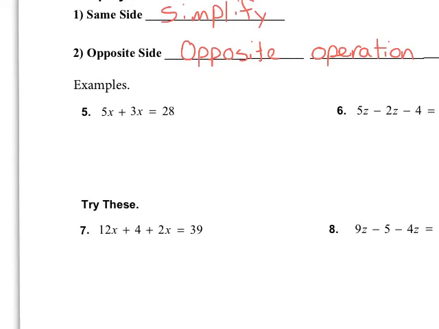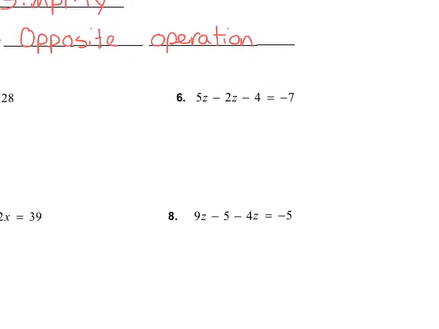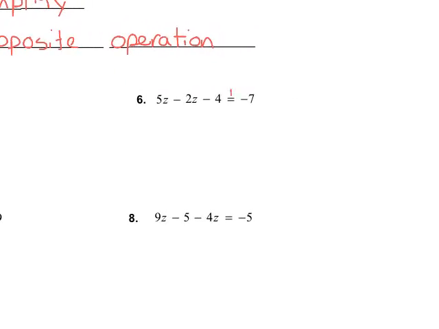So example number 5. Actually, let's just skip over 5 and look at 6. Okay, so I'm going to put my line down my equal sign. I'm going to start with same side, simplify.